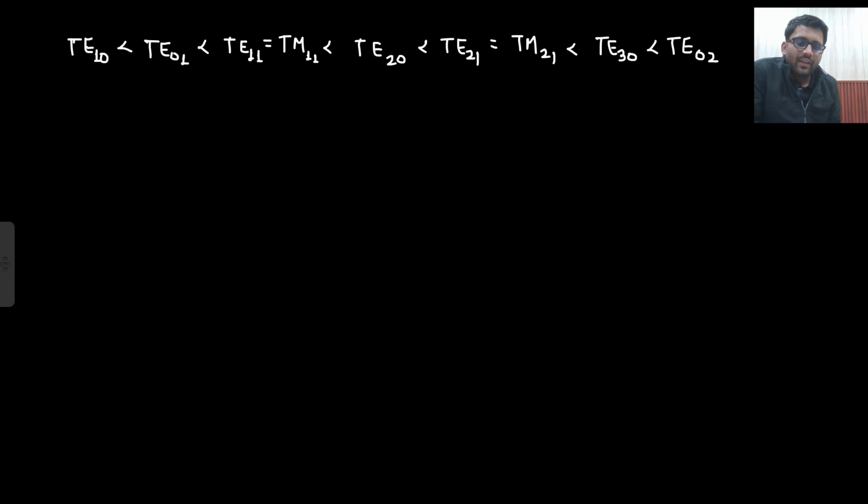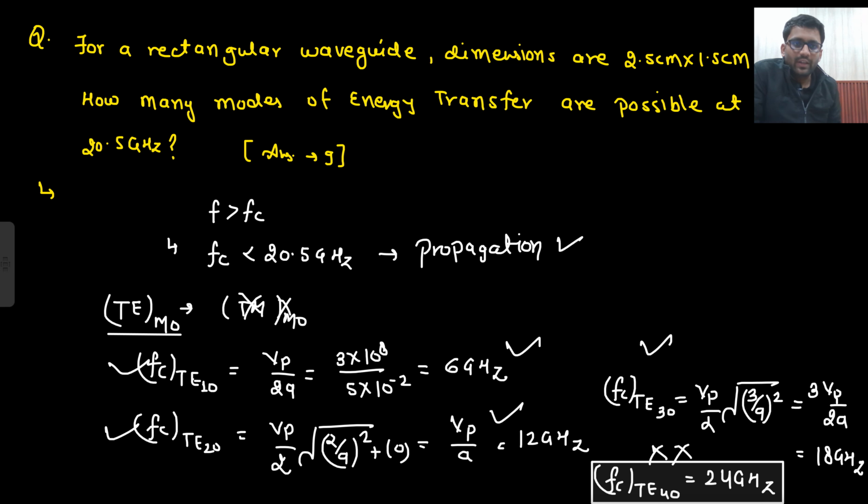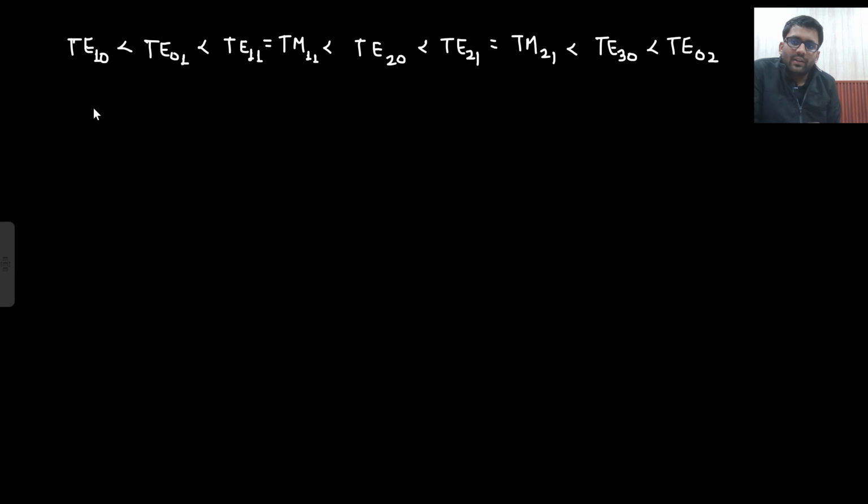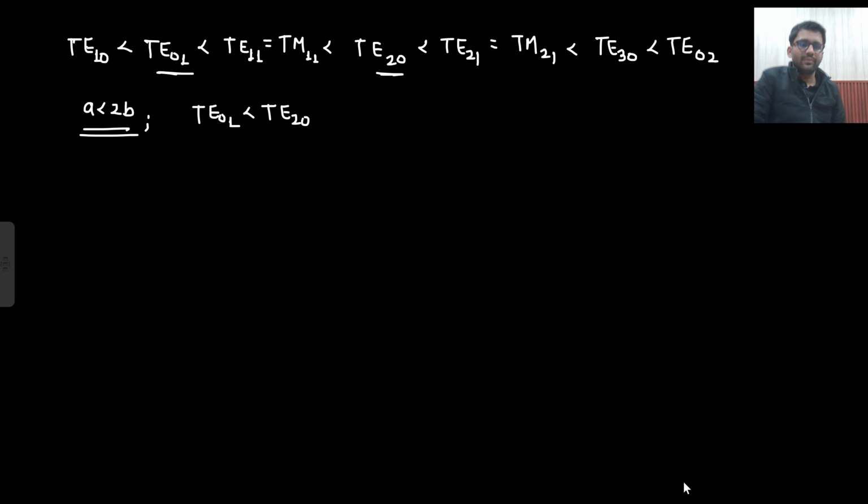Here what was the case? A was greater than 2B? No. Here A was less than 2B. This was the case. So if A was less than 2B, then certainly you know that TE01 should be less than TE20. Is that clear here? Yes, 01 is less than 20. That is also clear, right?